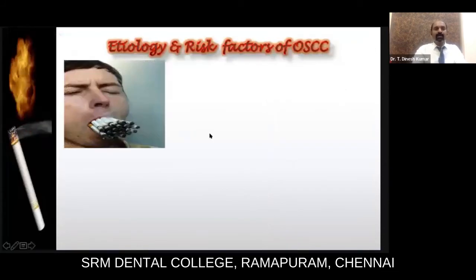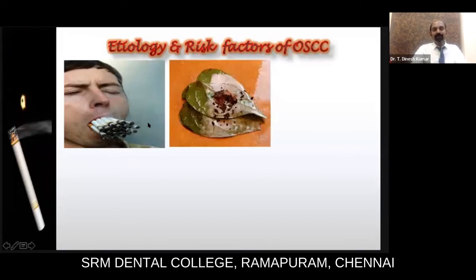Coming on to the etiology and the risk factors of OSCC. As you saw in the video, this is a very familiar thing that all of you know. The most common, or maybe the only common reason, is the use of tobacco. Tobacco in any form, either smoking or chewing, is the most common etiological agent for oral squamous cell carcinoma.